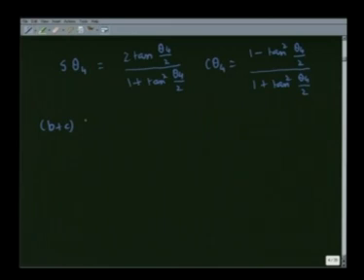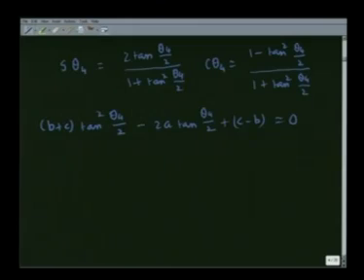b plus c tan squared theta 4 by 2 minus 2a tan theta 4 by 2 plus c minus b equal to 0. So, finally, we get this quadratic equation in tan theta 4 by 2, where a, b and c are all known quantities in terms of the link length and the given input angle theta 2.